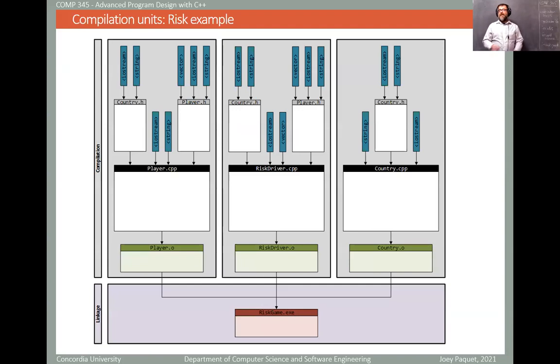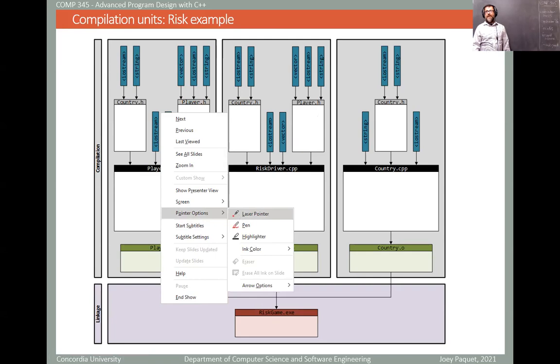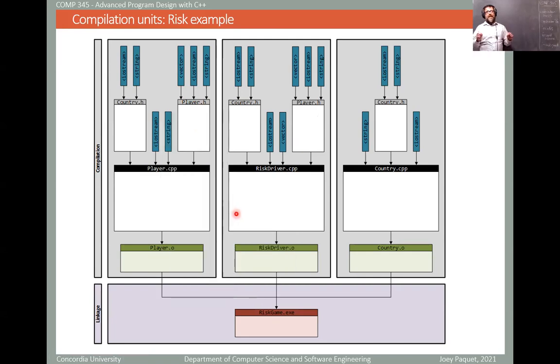So these are the three compilation units in the example associated with this lecture. There's riskdriver.cpp, player.cpp, and country.cpp. These are your three compilation units. When you call the compiler to compile this application, it will compile player.cpp, riskdriver.cpp, and country.cpp separately. So these are three separate compilation exercises. It's not the same compilation. These are three separate runs of the compiler.